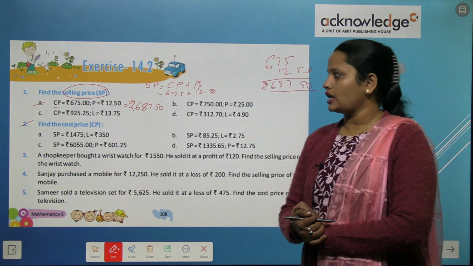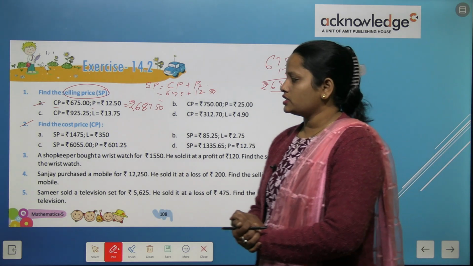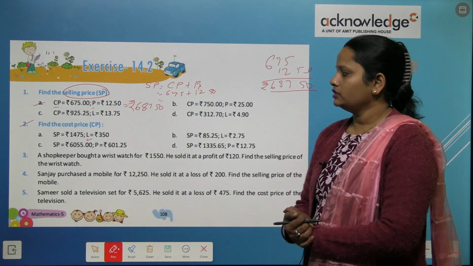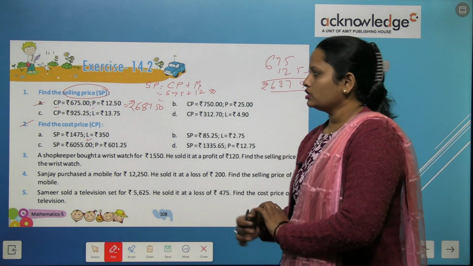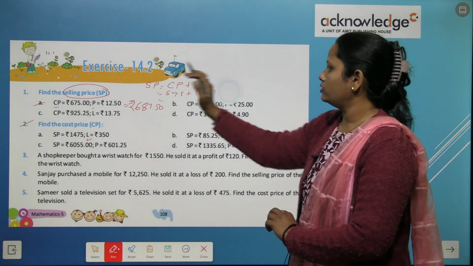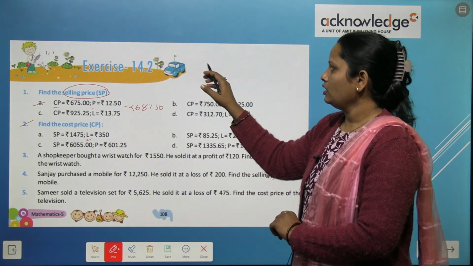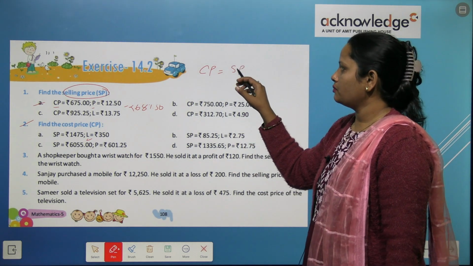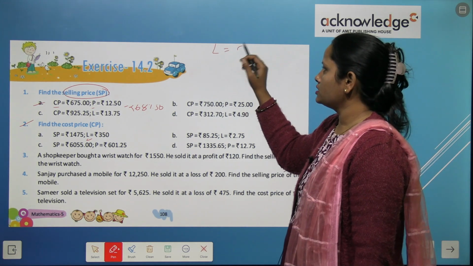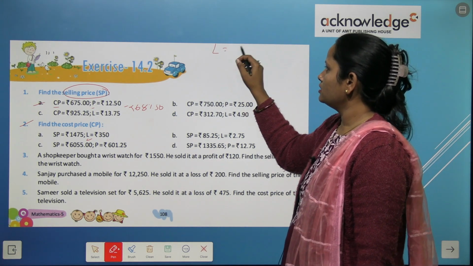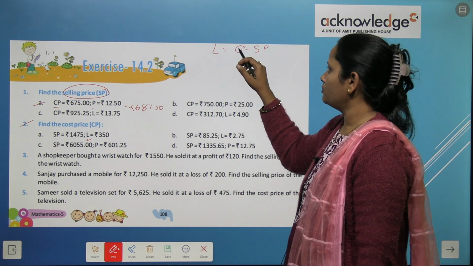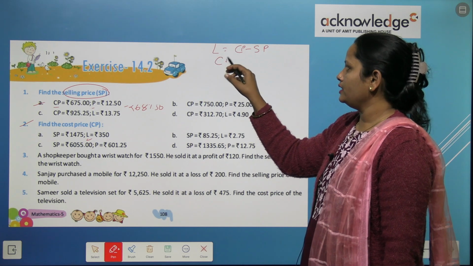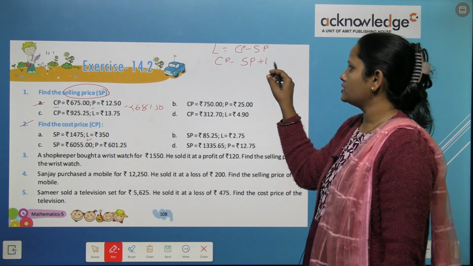Find the cost price. यहाँ पे हमें cost price निकालना है. So here the selling price is given and the loss is given. We have to find the cost price. So here the formula of this is cost price is equal to selling price. The formula of loss is cost price minus selling price. We have to find the cost price. So here the formula will be selling price plus loss.